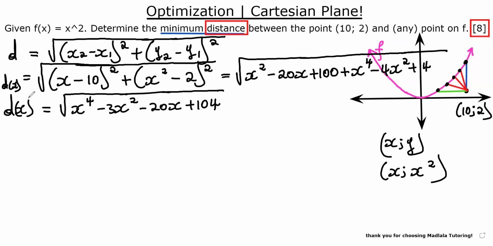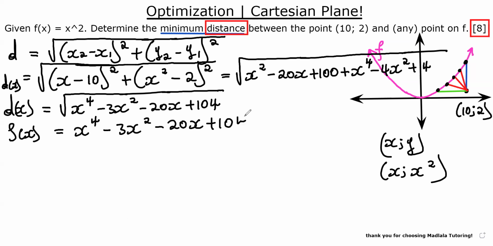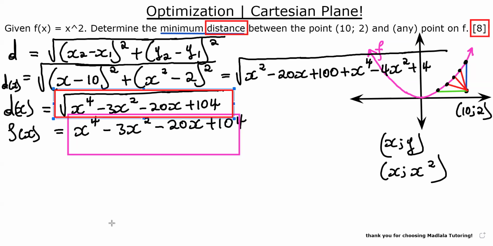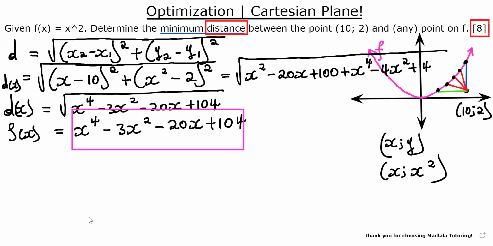So what are you going to do here? Well, you're going to square on both sides so that you get the square of the distance function, okay? Which we'll call s of x. So it means our s of x will be x to the fourth minus 3x squared minus 20x plus 104. Think of it. It's much easier to differentiate a polynomial function as opposed to a root function. I think you'll agree with me if I say that. So now we are ready to differentiate.